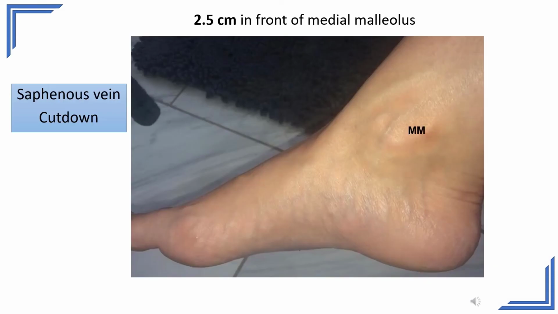We already know that great saphenous vein begins from the medial end of the dorsal venous arch and it runs 2.5 centimeters in front of the medial malleolus. So here the great saphenous vein is very superficial and can be approached for a venous cut down. This is usually done in patients for whom the other superficial veins of the body are not accessible, either due to severe dehydration or due to damage, especially following burns.